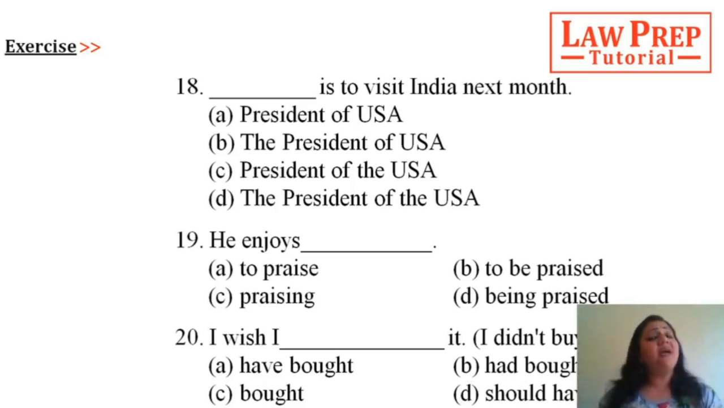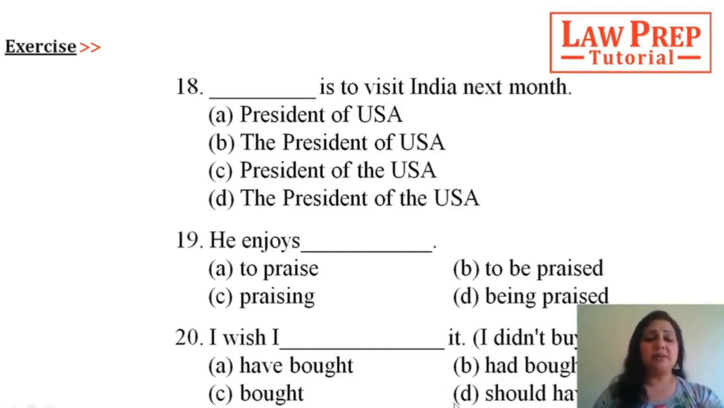Next question is the repetition of the rule, and I want my students to speak the rule. What is the rule with I wish? Which tense is used with I wish? Simple past tense. So when we have I wish, a simple past tense. I wish I have bought. Which tense is have bought? Present perfect. Which tense is had bought? Past perfect.